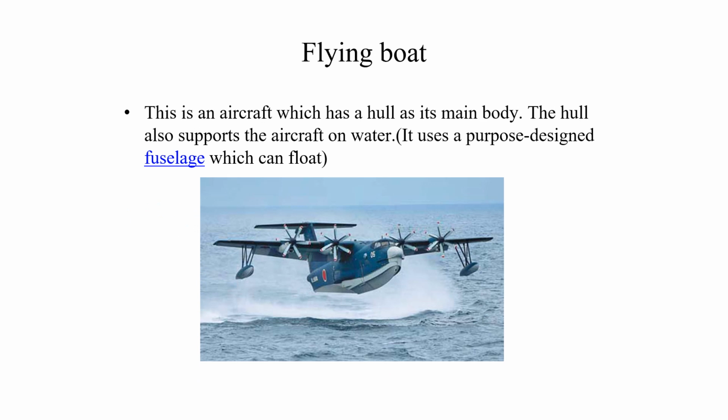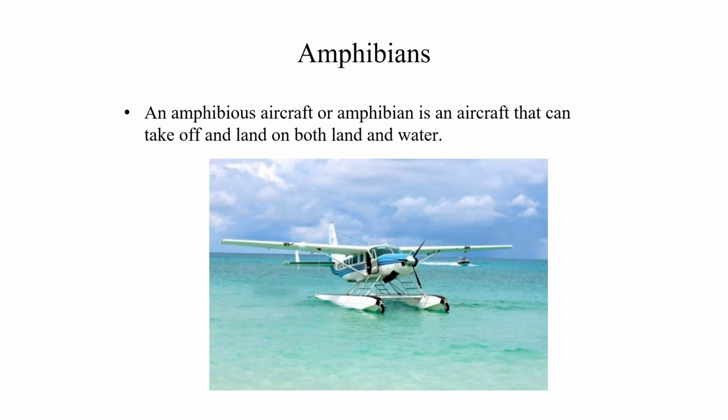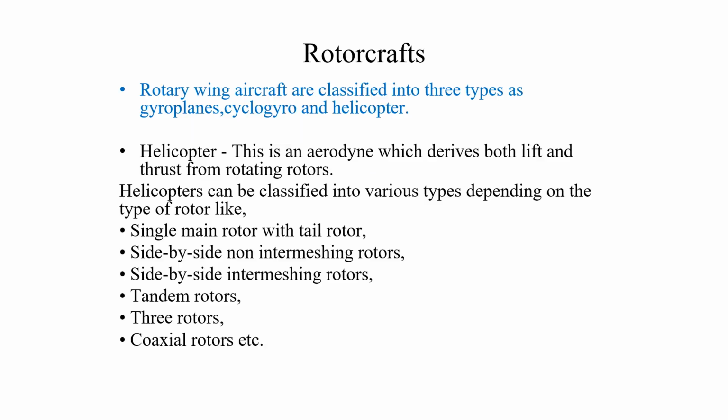The next is flying boat. This is also an aircraft which has a hull in its main body. The main body is called the fuselage. The hull supports the aircraft floating on water. Next is amphibians. The amphibian aircrafts can land both on land and water. Like in biology, the name amphibian is given to these aircrafts also.